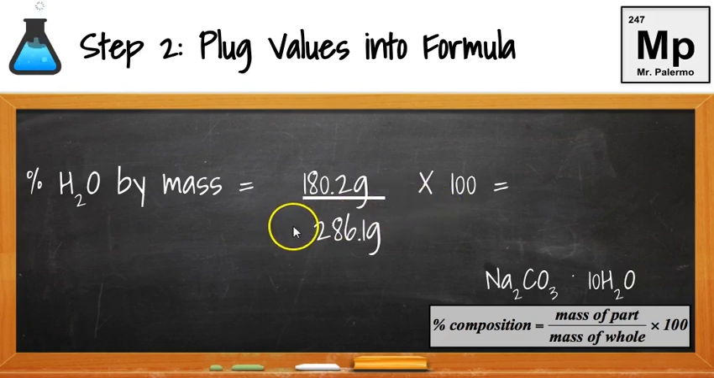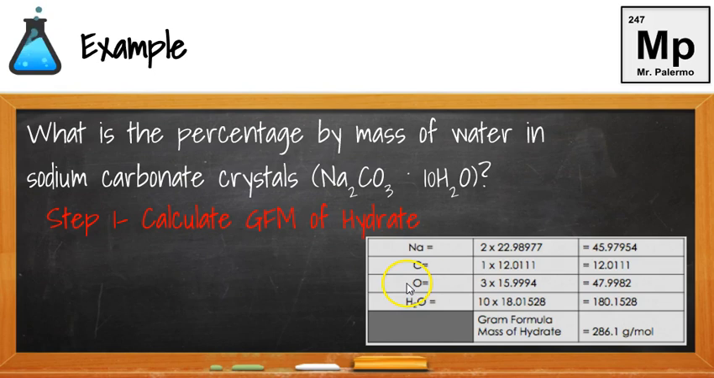Next, I'm going to plug it into my percent composition formula. So going back, the mass of the part here is the mass of the water, the 10 water molecules. Well, if oxygen is 16 and hydrogen is 1 apiece, so there's 2 of those, that gives me 18 grams per mole. There are 10 of those, so 18 times 10 is 180. That's the mass of the water, which is the mass of the part that I'm looking for.